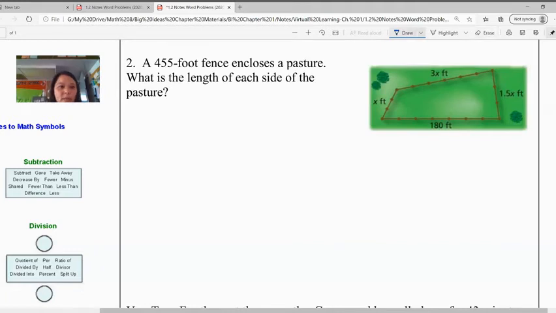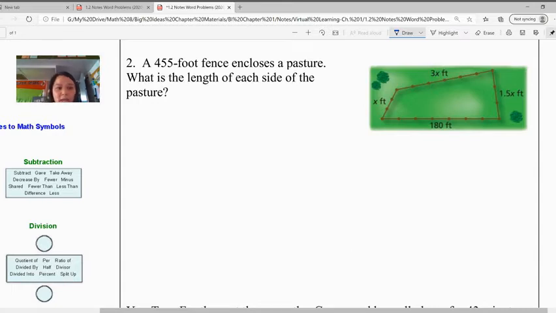We have a 455-foot fence that encloses a pasture. What is the length of each side of the pasture? Here is an image already given to you as well. It's asking us to figure out what the unknown is, so let's go ahead and figure that out.